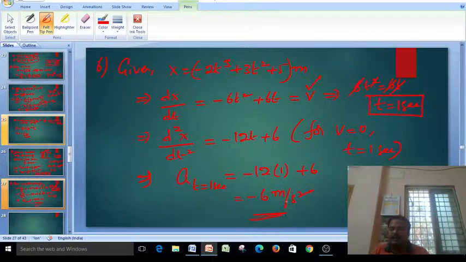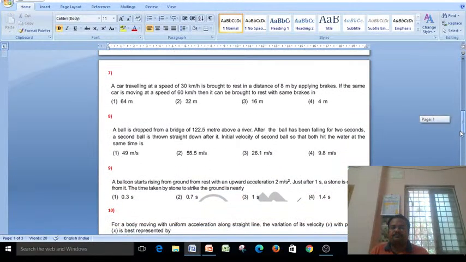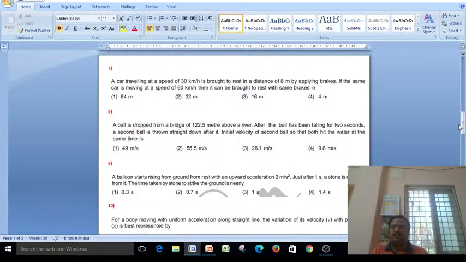It is not an acceleration, it is a retardation. The second option is the correct answer, minus 6 meter per second square. Okay, so let us check it.